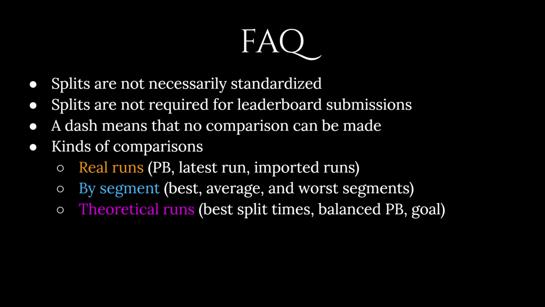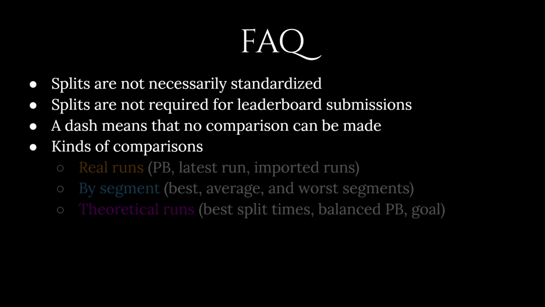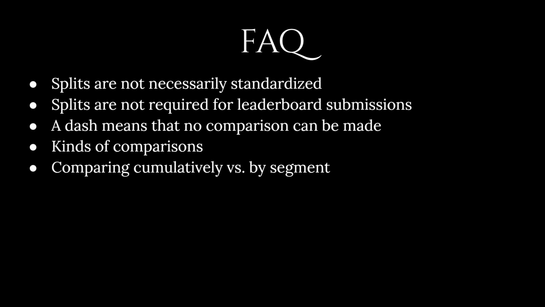Finally, runners can simply write in split times to compare to, which can be useful for seeing whether a goal time might be achievable with the current run. LiveSplit gives the options to make comparisons cumulatively or segment by segment.